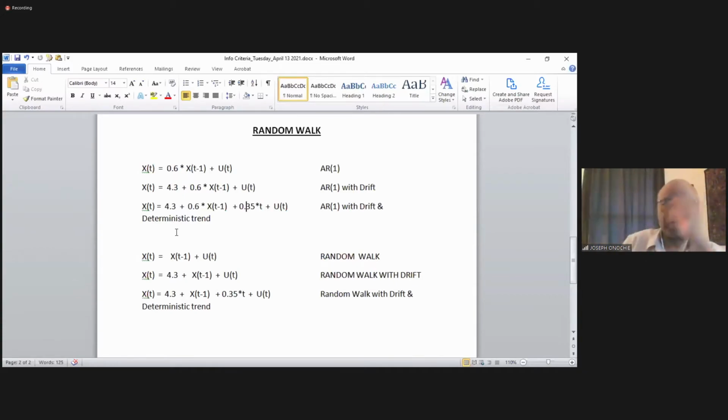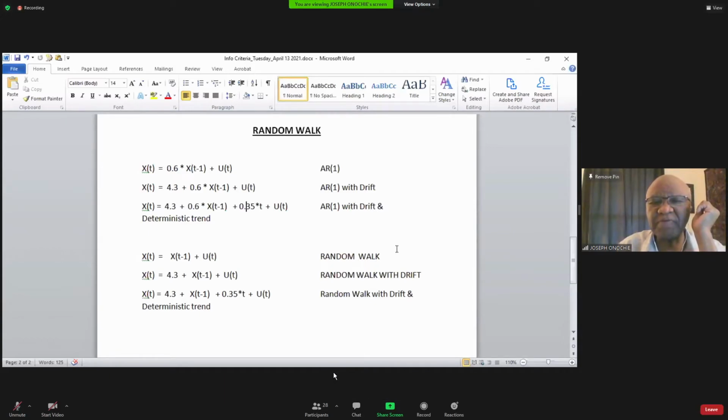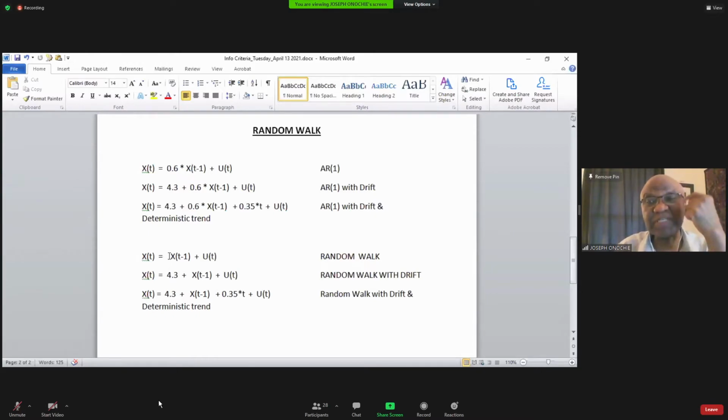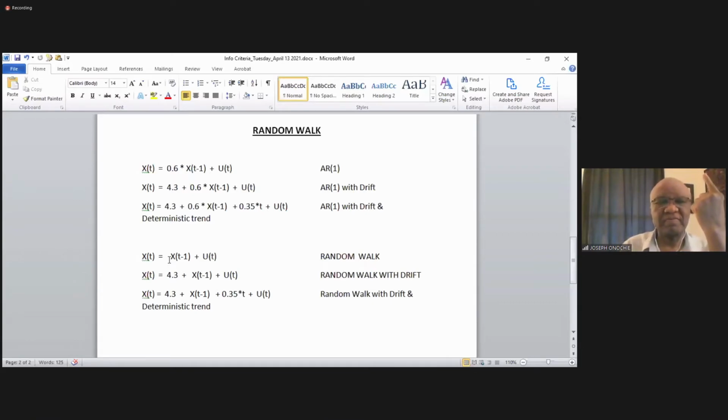Okay. Now, what is random walk? Look at this one. This one is random walk. Compare this random walk with the AR1 model. What is the difference between this random walk, the first one? It doesn't have a coefficient in front of the xt minus 1. Actually, you can do better than that. What is the coefficient? It's 1. Coefficient is 1, exactly. Thank you. So a random walk is like an AR1 model with coefficient 1.0, 1 exactly.